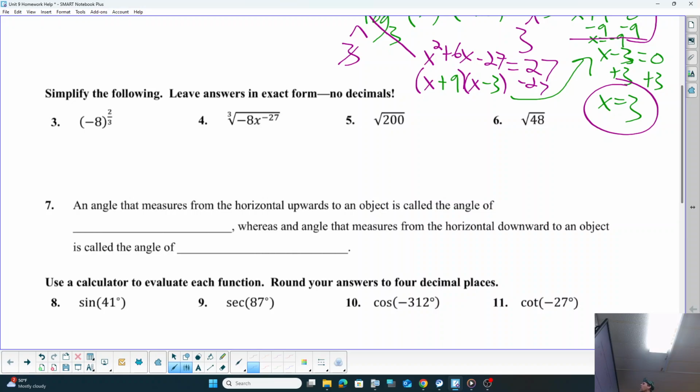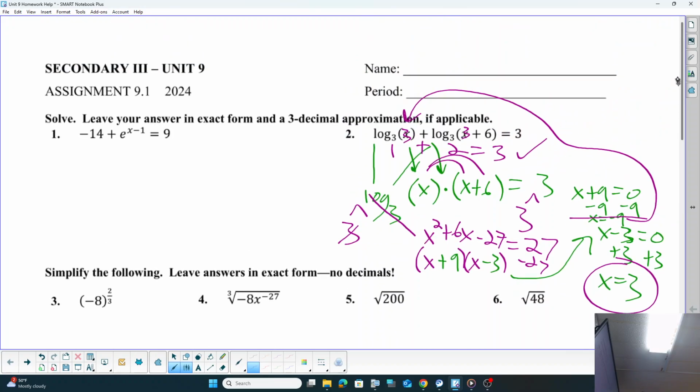Do you remember how? I was supposed to do number 1. Aren't you lucky there that I started with number 2? Number 1, we had 14. Do you remember? To the other side first. 9 plus 14 should be 23.